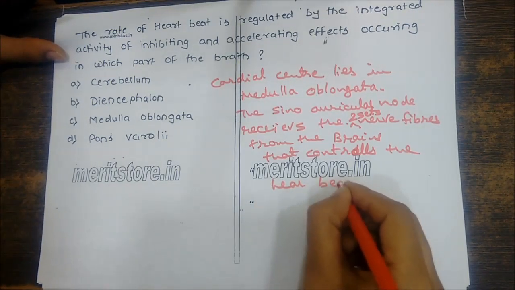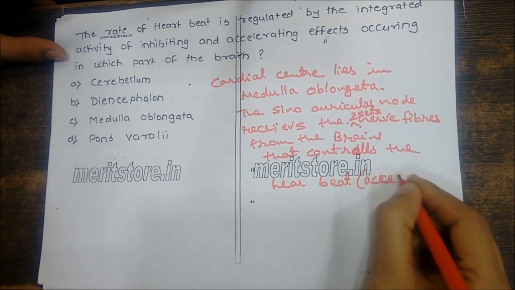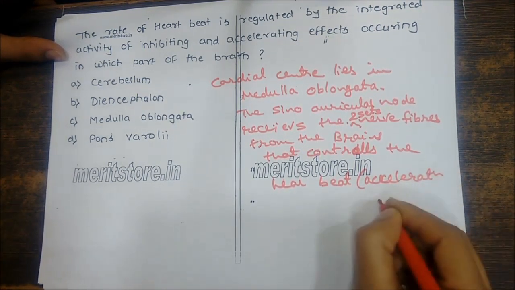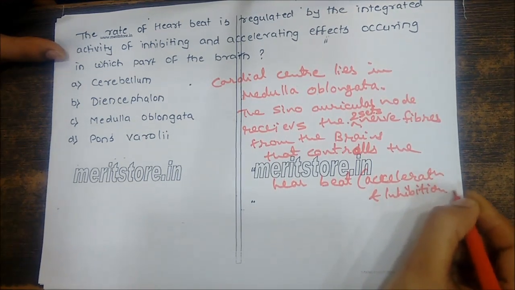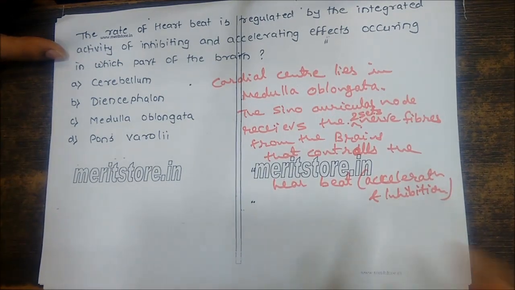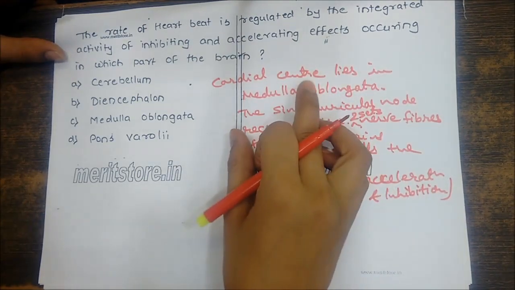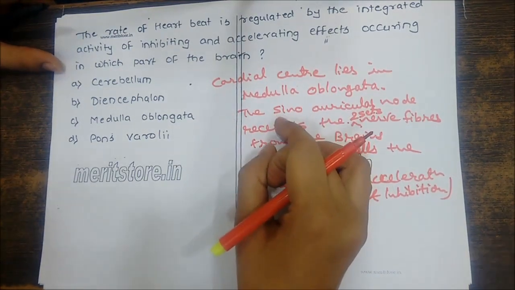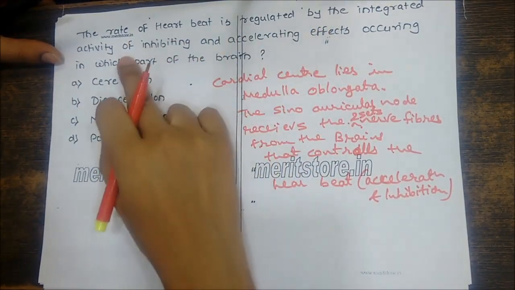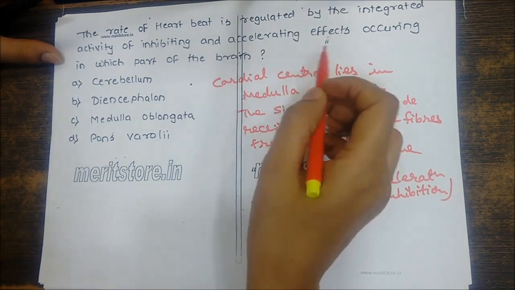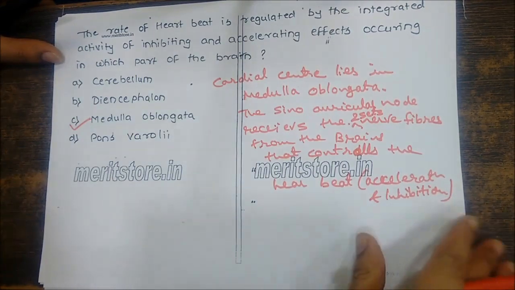The control of heartbeat means acceleration and inhibition: increase of heartbeat or decrease, slowing down of the heartbeat. It is controlled by the cardiac center, and this cardiac center is situated in the medulla oblongata. So the rate of heartbeat is regulated by the integrated activity of inhibiting and accelerating effects occurring in which part of the brain? The answer is C, medulla oblongata.